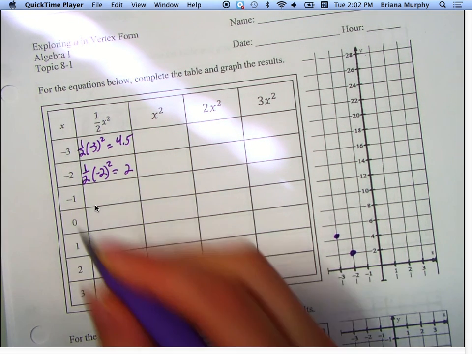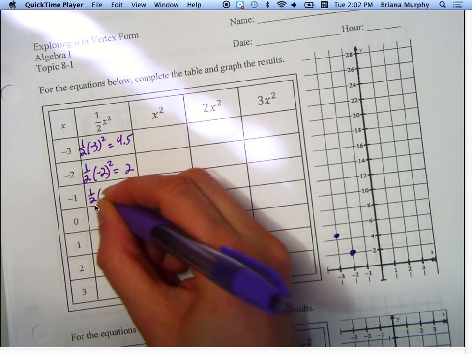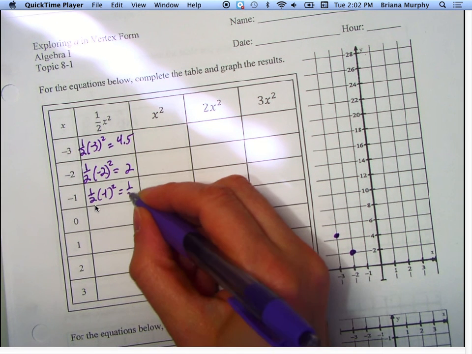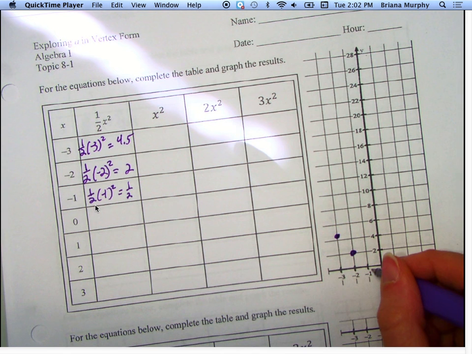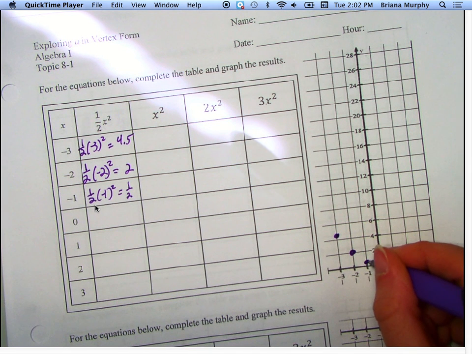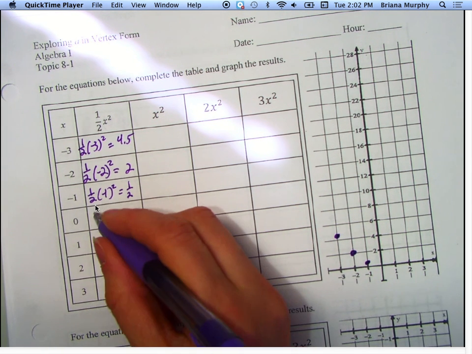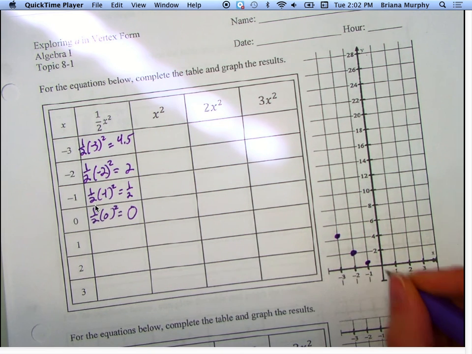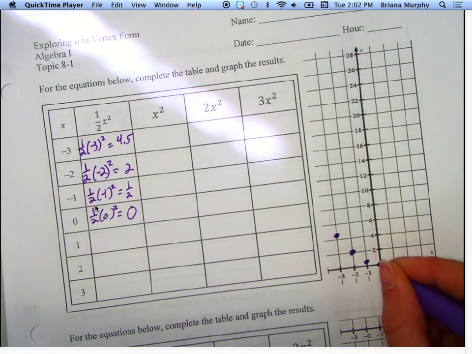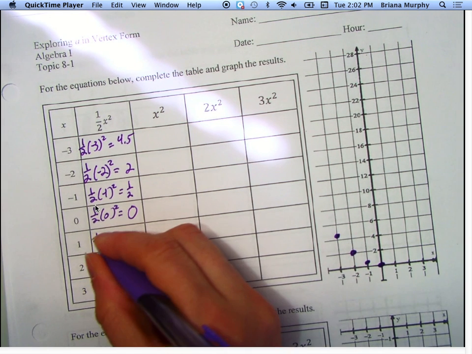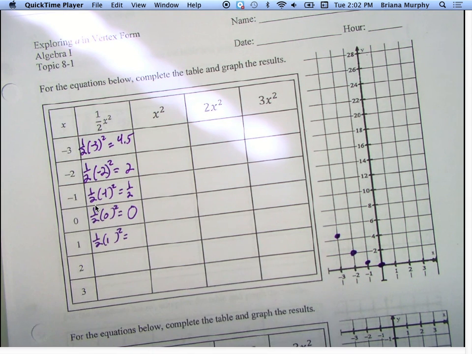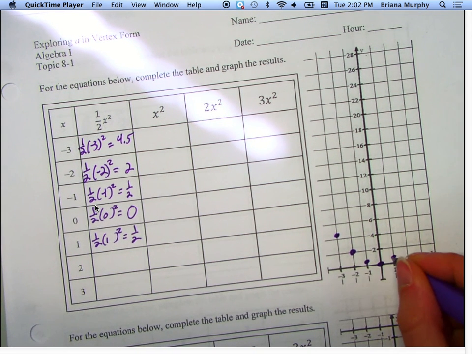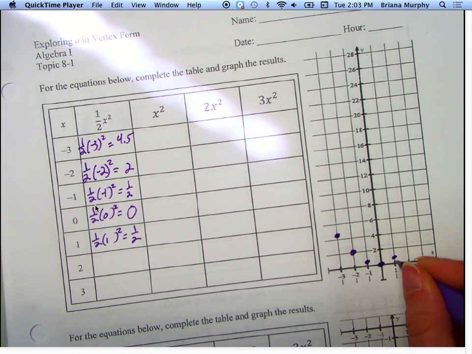Next, I'm going to go 1 half times -1 squared. That equals 1 half. So at -1, I'm just going up 1/2. 1 half times 0 squared is just 0. Who wants to make a guess? What do you think 1 half times 1 squared is? 1/2. Isn't that interesting? It's the same on either side.